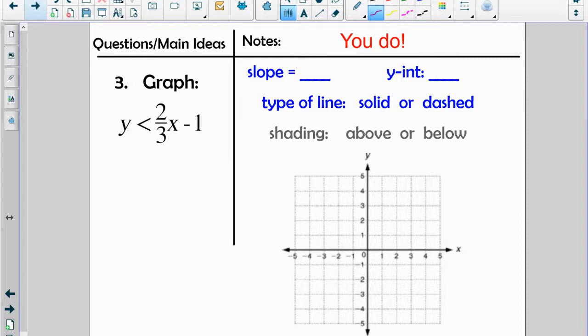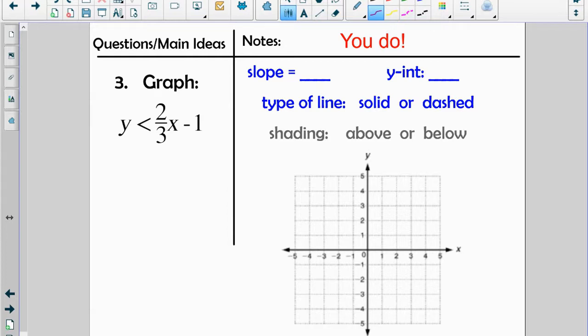All right, the last one we have is y is less than 2/3 x minus 1. If you feel up to it, I encourage you to pause the video quick and jot down what you know about this. Jot down the slope, the y-intercept, the type of line, and the type of shading, and then press play to check to see how you did.